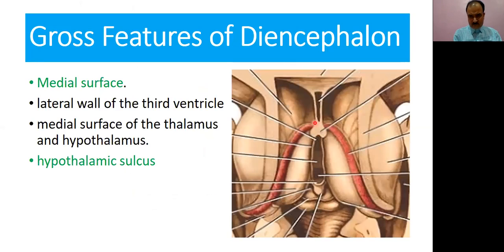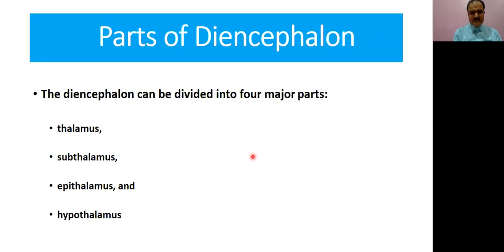The medial wall of the diencephalon is actually the lateral wall of the third ventricle. It is formed by the medial surface of the thalamus and the medial surface of the hypothalamus. In between the two, there is the hypothalamic sulcus. So this diencephalon is divisible into parts: thalamus, subthalamus, epithalamus, and hypothalamus.